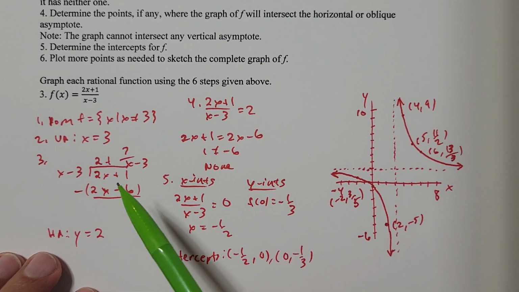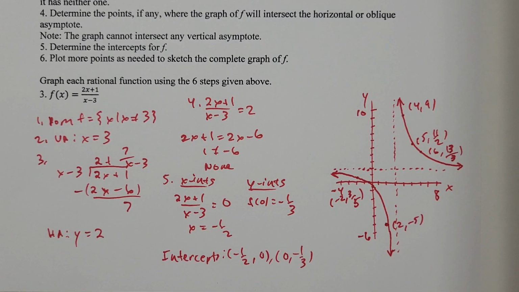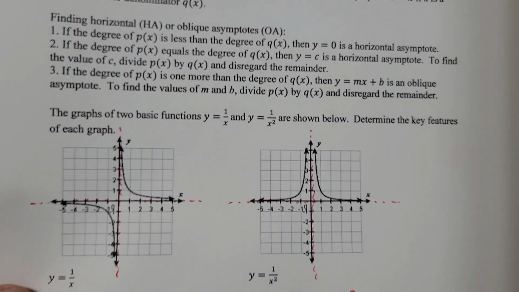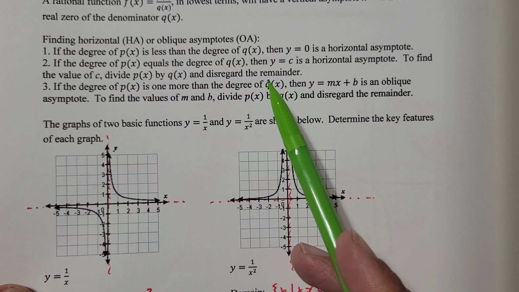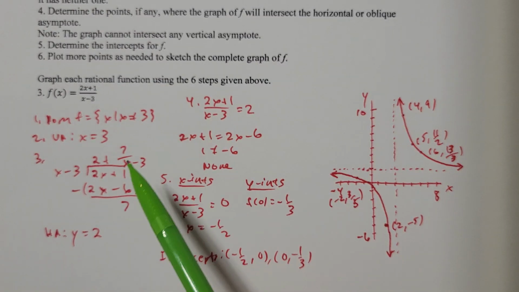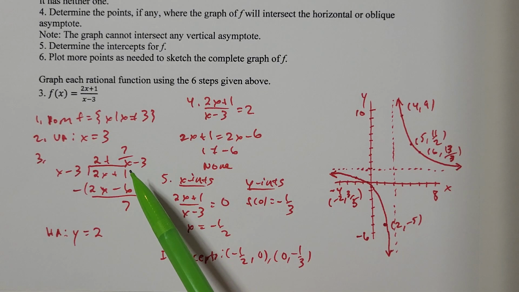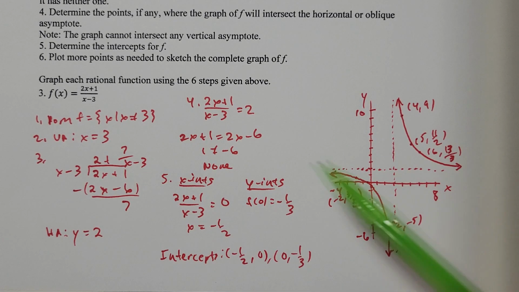Now we want to know where there's a horizontal asymptote on this graph. What I had said on this page is you're going to disregard the remainder. So if I disregard the plus 7 over x minus 3, I get y equals 2. That would be the horizontal asymptote.